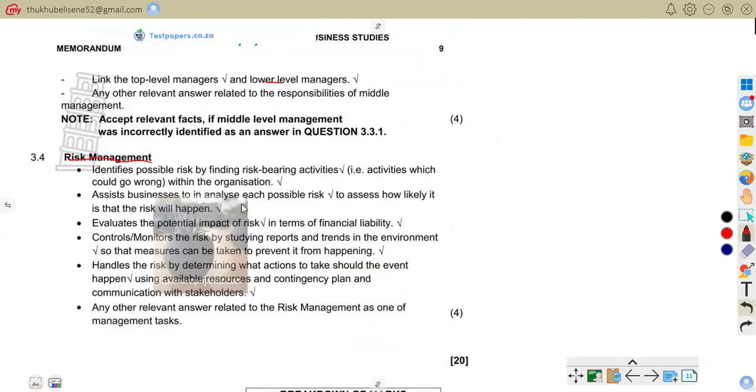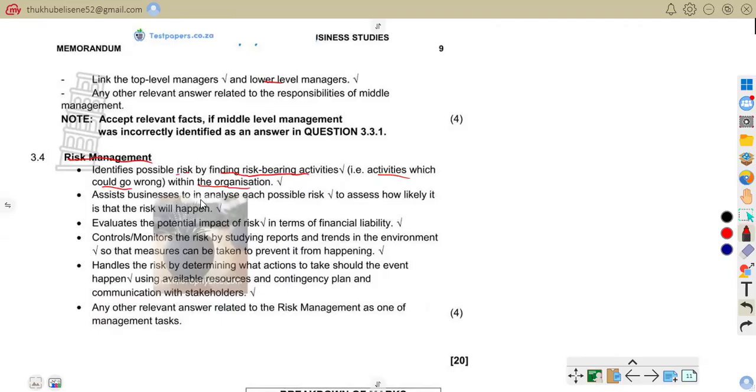Risk management identifies possible risk by finding risk-bearing activities, that is, activities which could go wrong within the organization. They identify possible risk, for example, recognizing risk of fire in a warehouse.